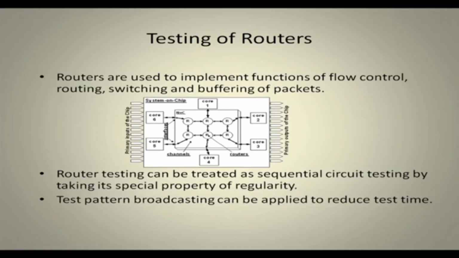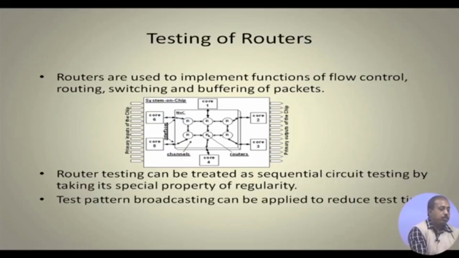So, apart from testing the interconnect, we have talked about testing of cores and testing of interconnects. Now, what remains is the testing of routers. Routers are used to implement functions of flow control, routing, switching, buffering of packets, etc. So, it has a good amount of logic in it, and there are different types of structures.